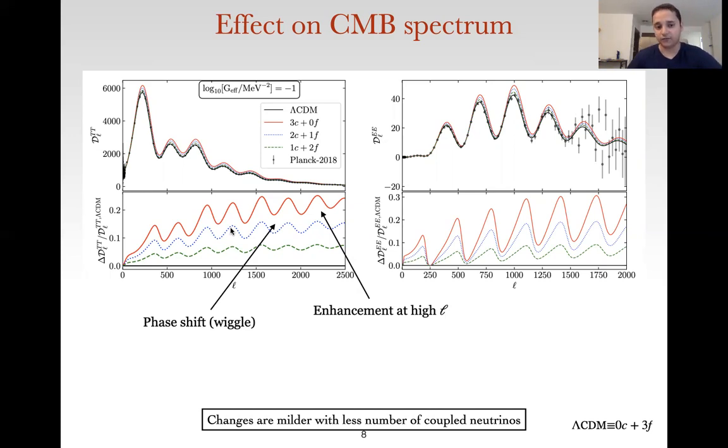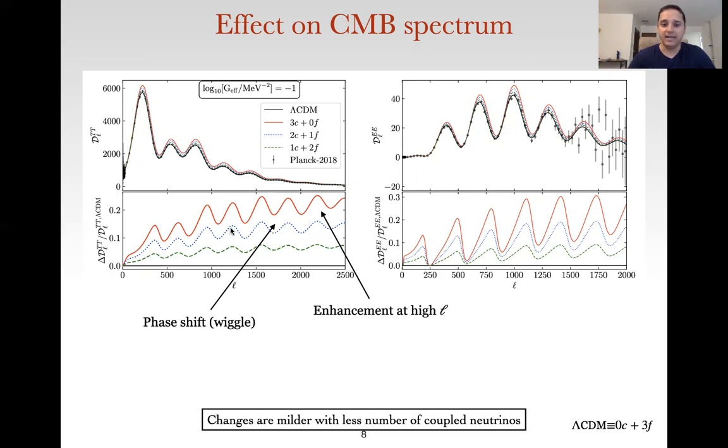And there is also this phase shift, which basically says that the lambda CDM spectrum and the neutrino self-interaction spectrum are a little bit phase shifted relative to each other. We'll come back to it later when we talk about the Hubble constant. And going from the 3C to the 1C scenario, what we see is that all the features are present in all these three scenarios.